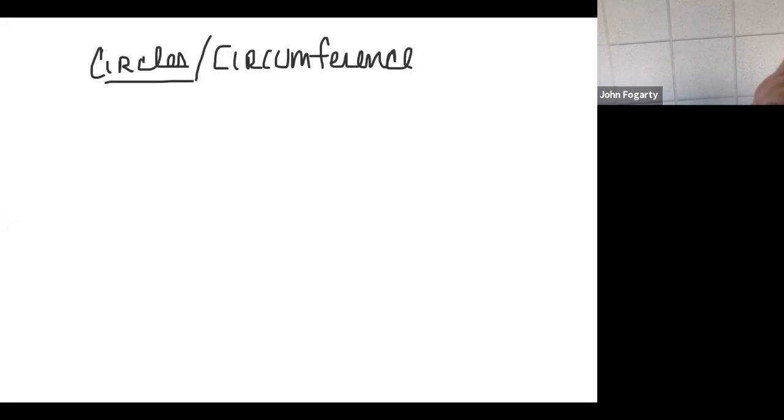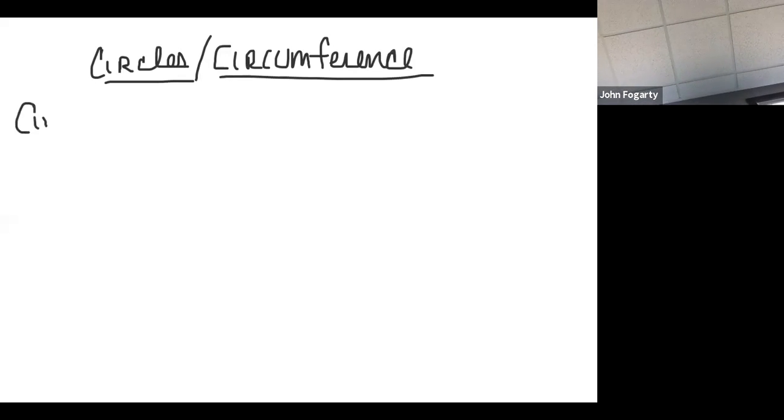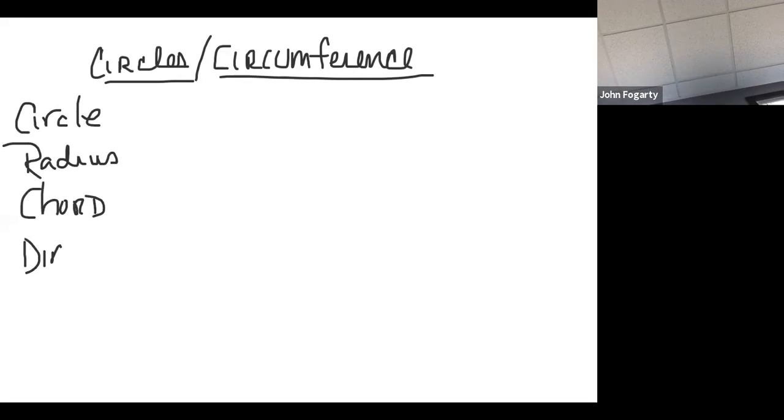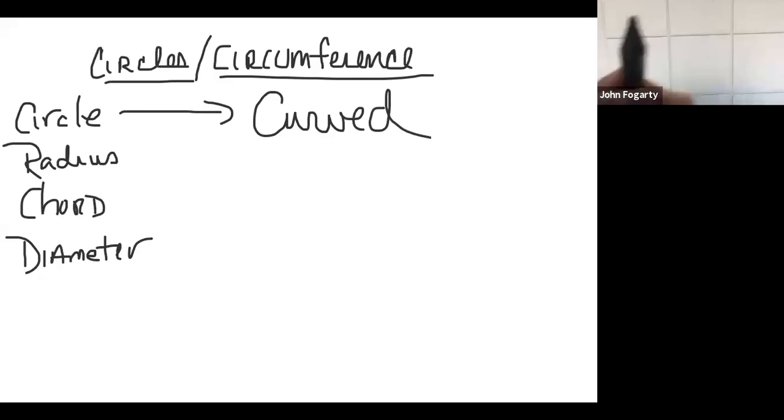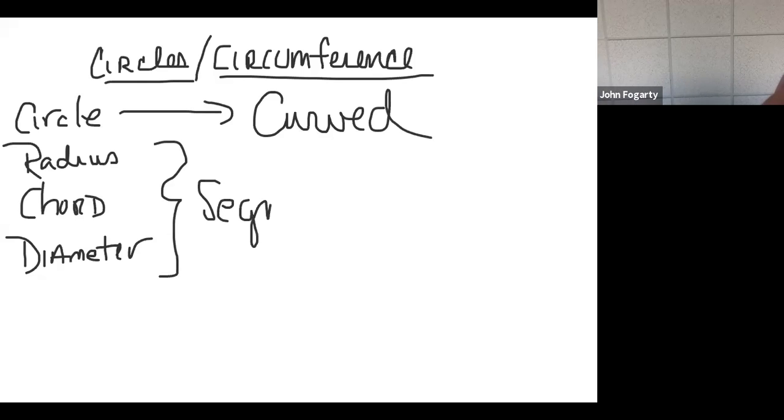That's the first thing we talked about. All right? So let's make sure we understand the definitions that you should know. Circle, radius, chord, diameter, right? Those are these. The circle is curved, unlike all the other things we worked with. These are segments. That's more like what we're used to working with.